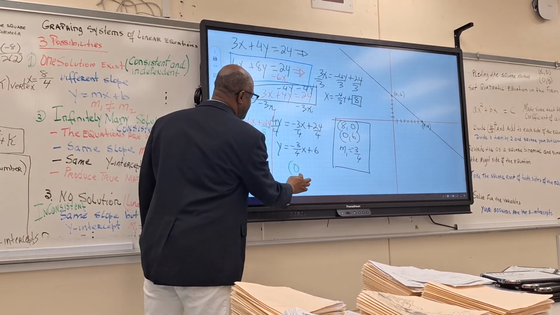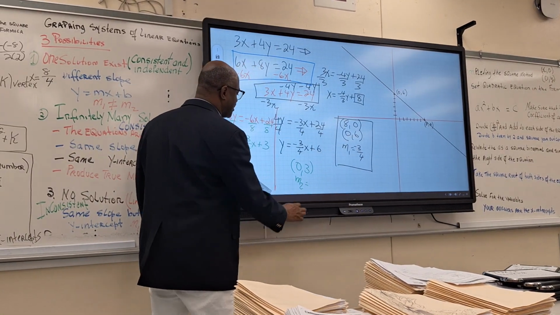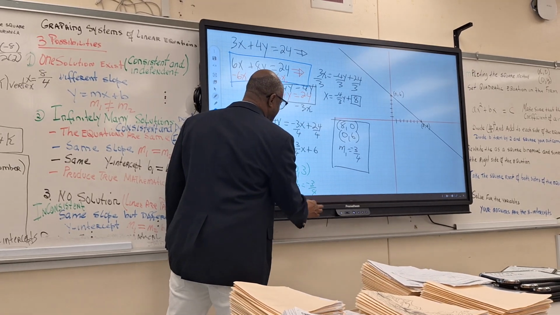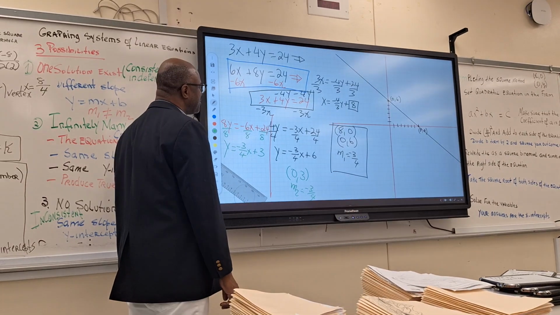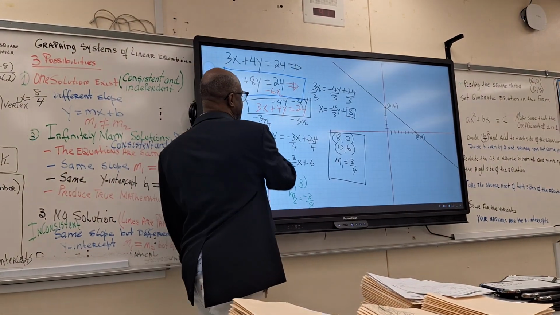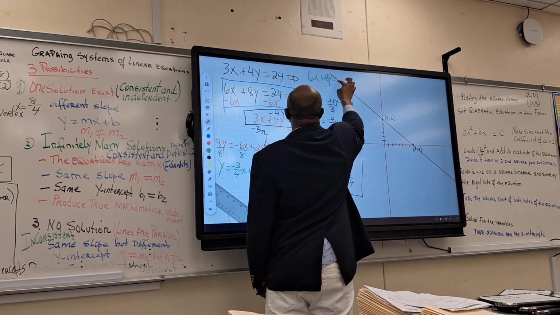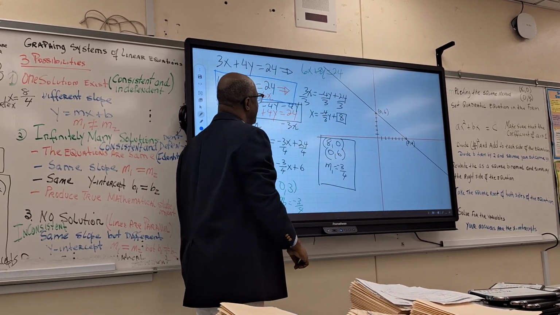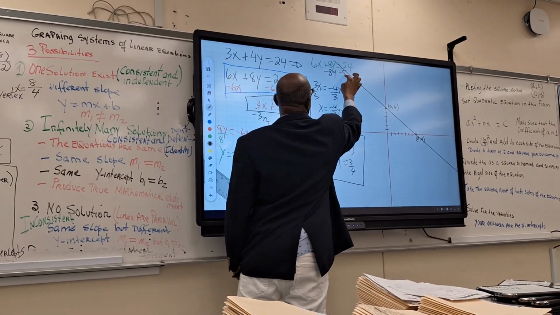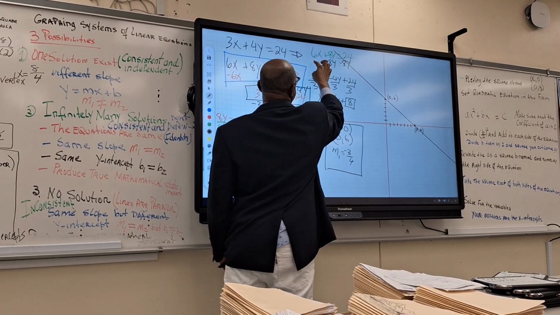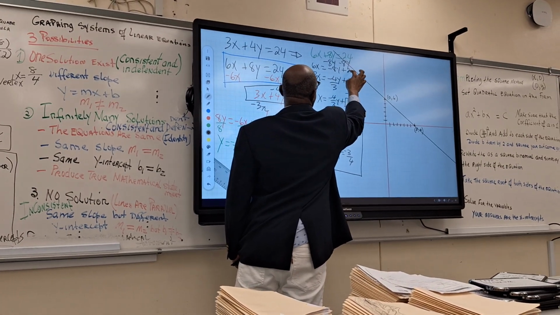What is my y-intercept? 0, 3. What is my slope? Negative 3/4. Now again, I'm going back and solving for what? Solve for x. If I'm solving for x, what do I need to do? I'm going to subtract 8y. This is my equation here. 6x plus 8y is equal to 24. I'm going to subtract 8y on this side. And I will end up with 6x equal negative 8y plus 24.